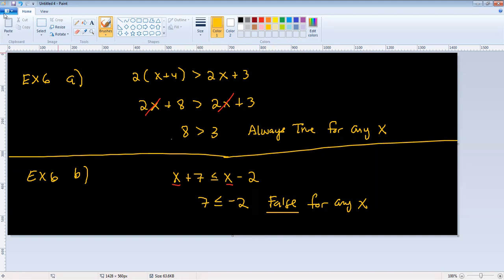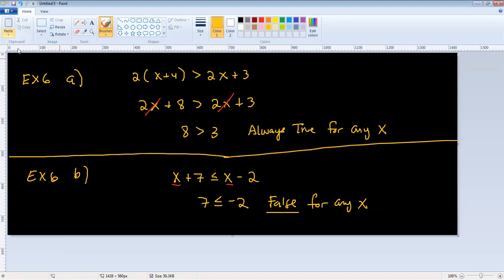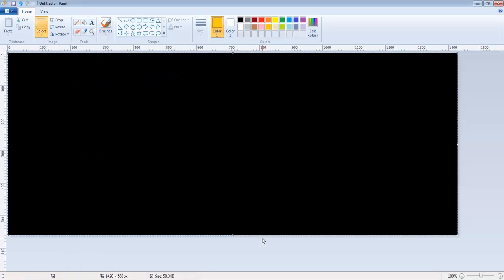So these are kind of like identities, but only with inequalities. Okay, so here's another example. Example number 7. You have -3 is less than 2x plus 1, less than or equal to 3. So what's going to happen here?